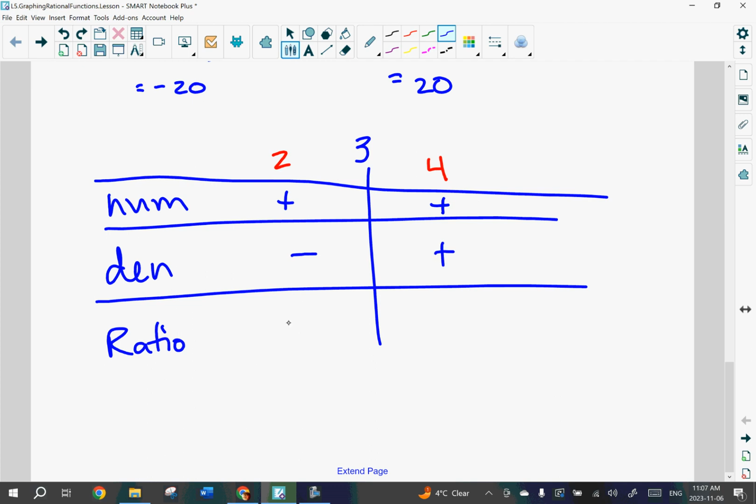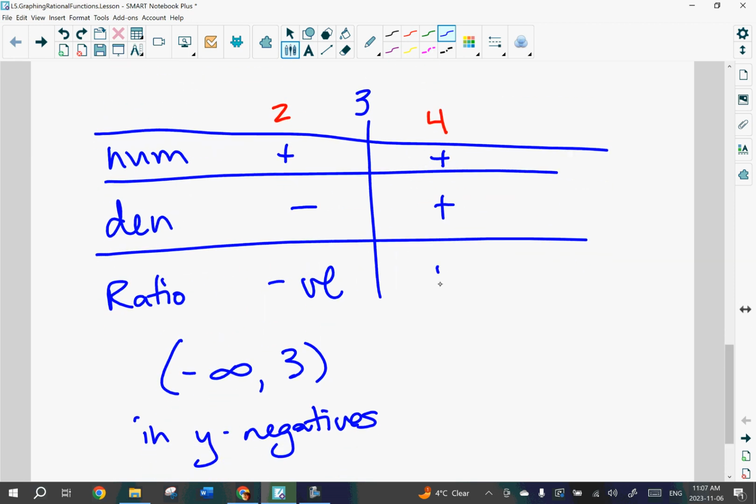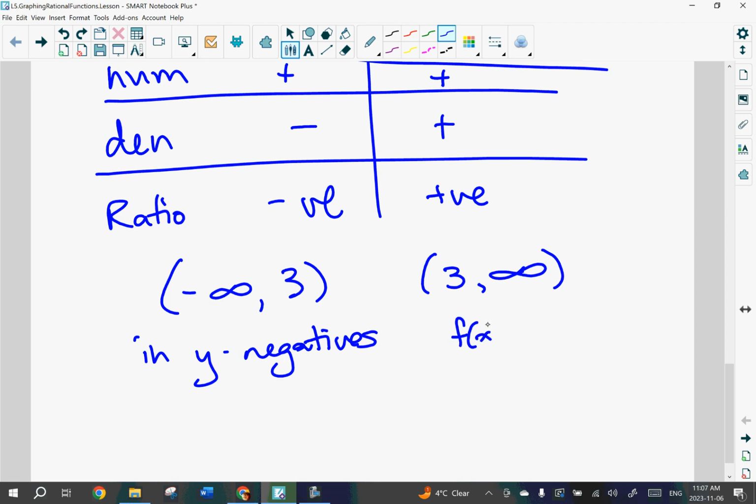So it tells you that the ratio is negative from negative infinity to 3, in y negatives. This is why I don't make long videos, because I start rambling. This is positive. So from 3 to positive infinity, your f of x is going to be greater than 0. Okay. Nice. Okay, stop the recording.